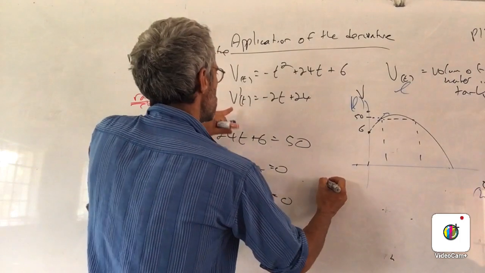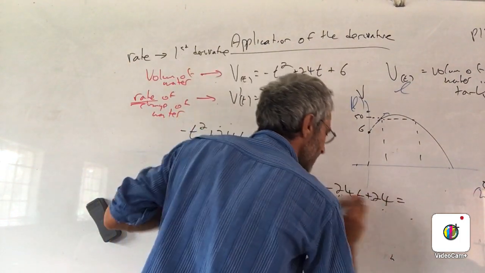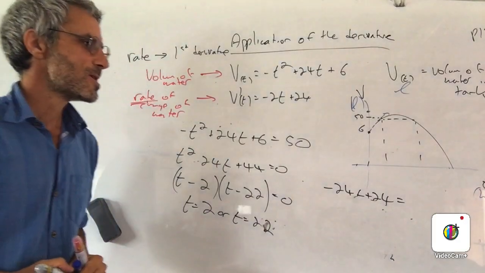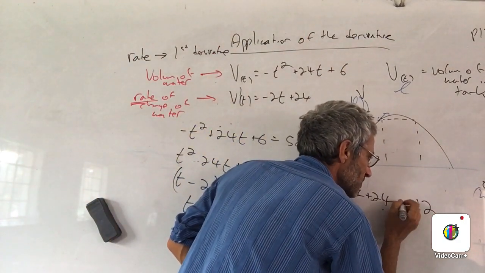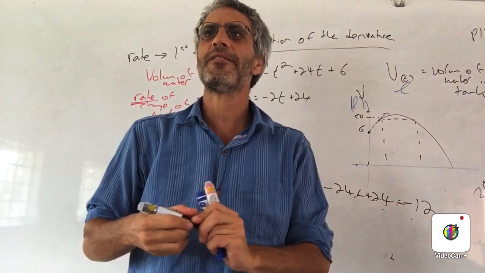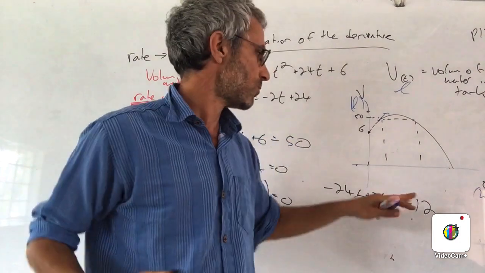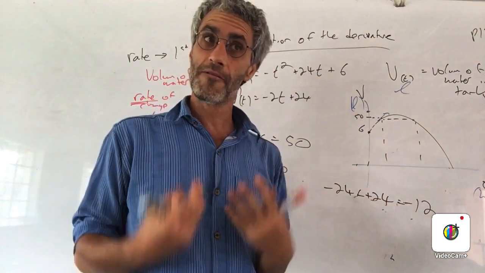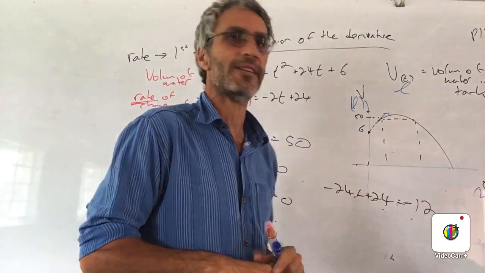So I'm going to use the first one, minus 24t plus 24. And what must I make it equal? Minus 12, because it's decrease. This is a classic physics question where in maths we just tell you, when is it equal to minus 12? In physics, we use words and you have to understand that decrease means negative gradient.